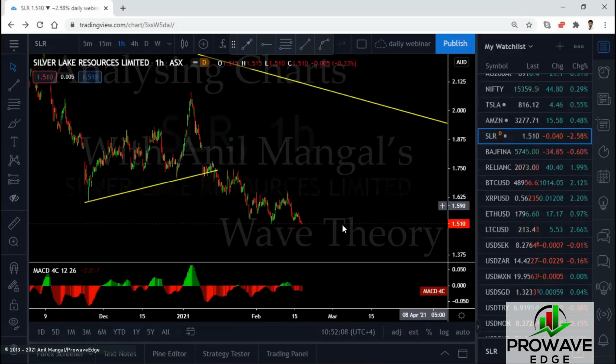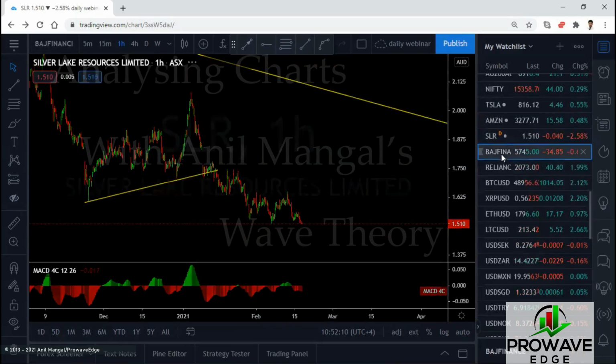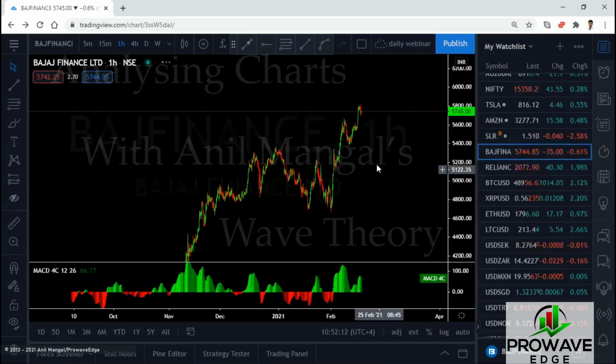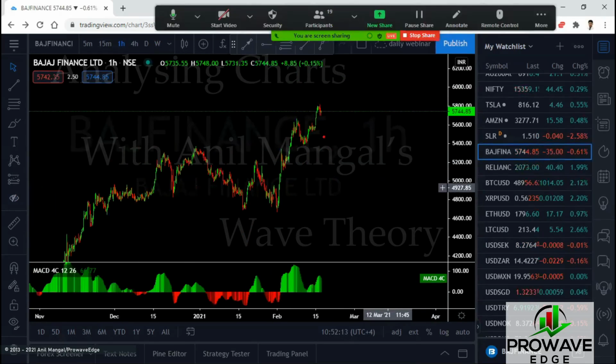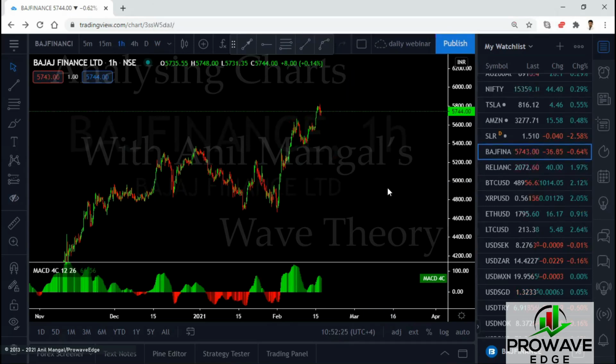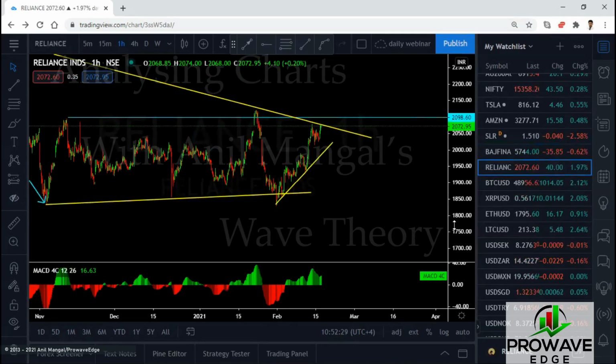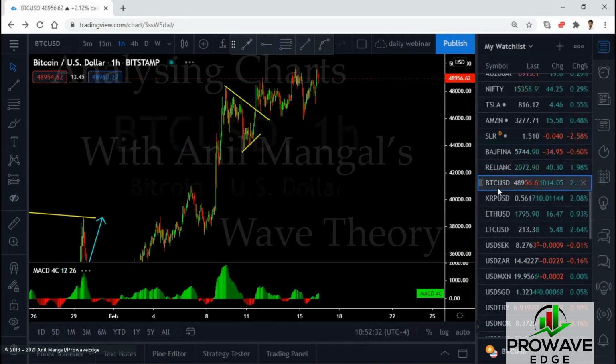SLR, more downside, more flags, more downside, same here. More upside, more flags, more upside. You're getting here, see? Getting another flag there. Probably it could come like this and then go. That could be a short running flat there, possible, and then upside. Reliance, leave it alone.